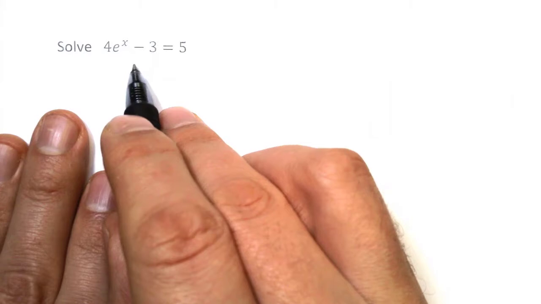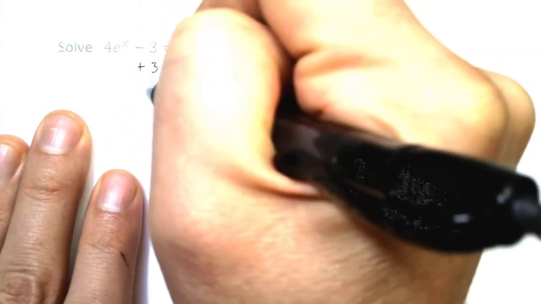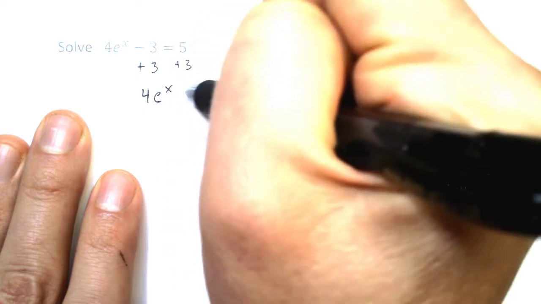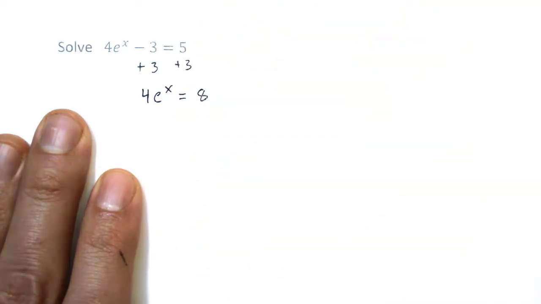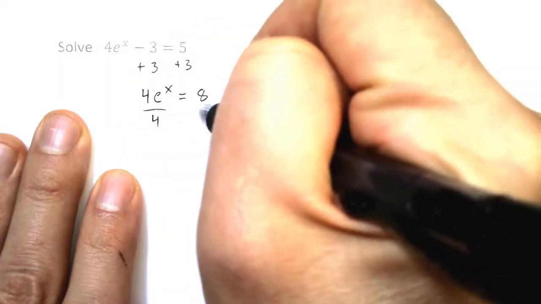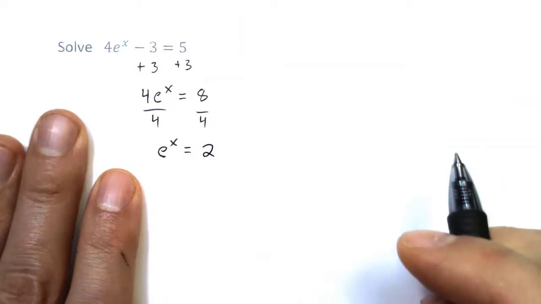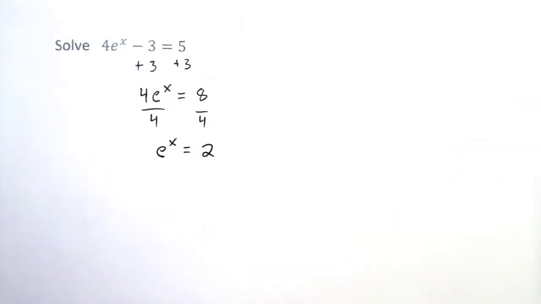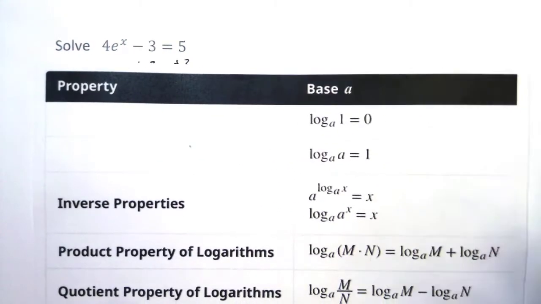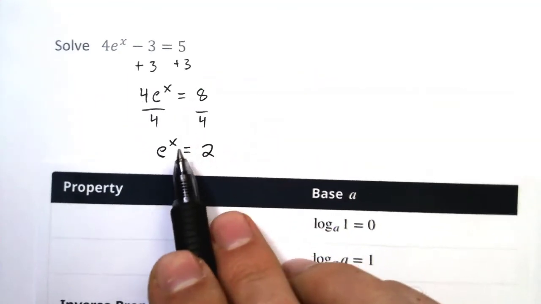So first what I'm going to do is add 3 to both sides. All right, so that gives me the new equation 4e to the x equals 8. And now let's get rid of the 4. So I'll divide both sides by 4, and that gives me e to the x equals 2. Well, now we're in a situation where we can go ahead and apply this because we have something of the form a to the x. We have e to the x.